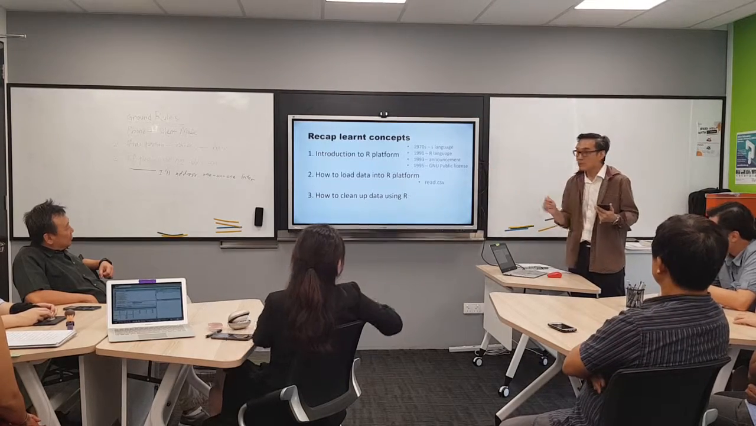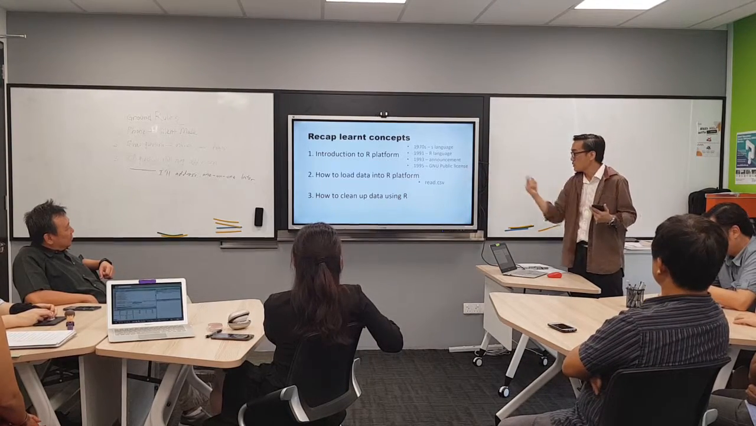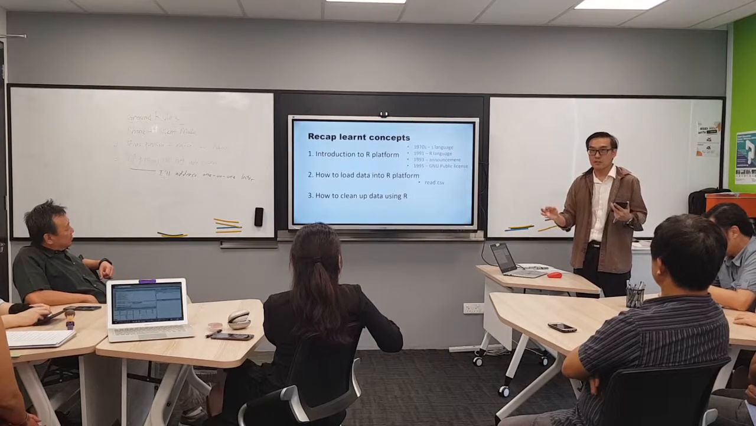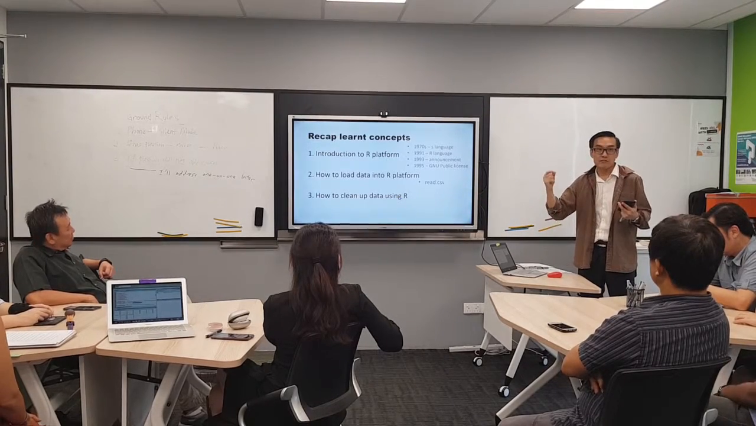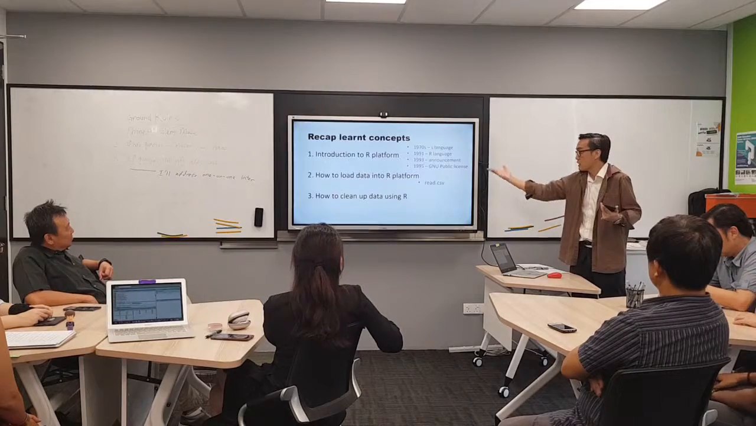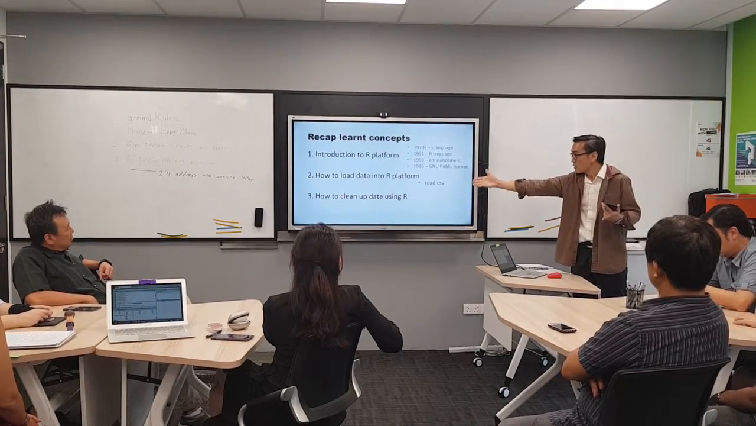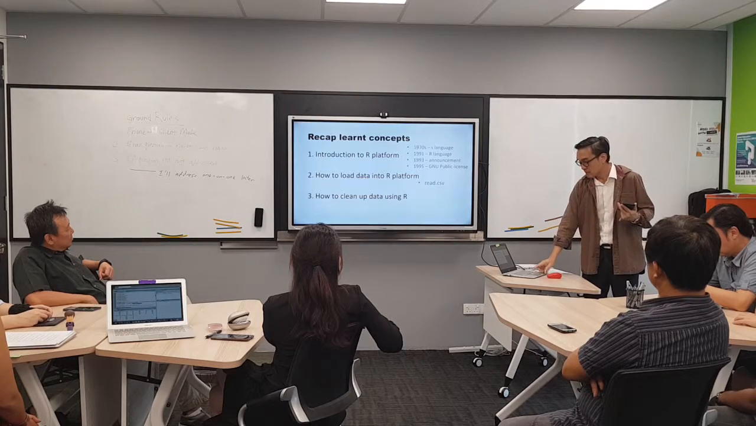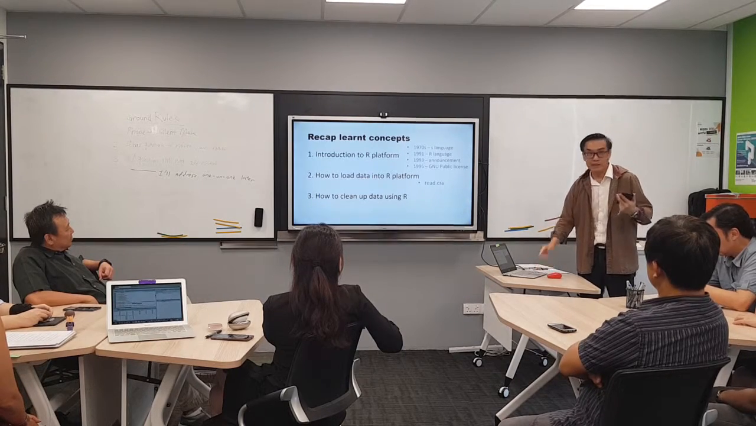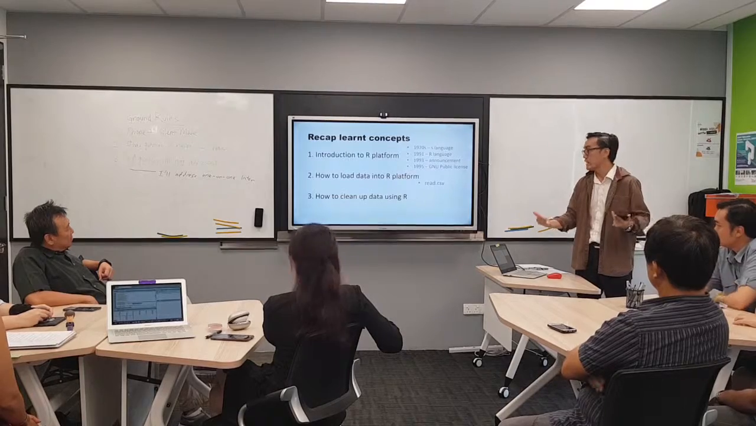Earlier, we also learned how to load data into R using the read CSV function. CSV is comma separated values. It's basically a text file. You should tell R to read the text file. We also learned how to clean up the data using R. We will not be covering this today because we covered it with sufficient depth last time.